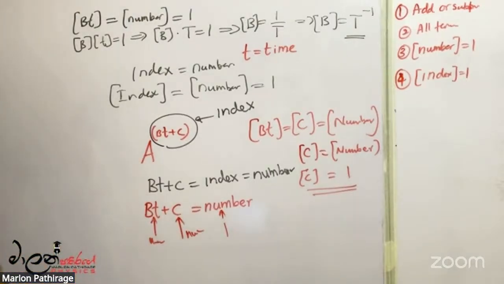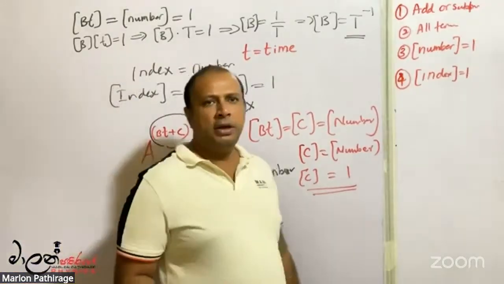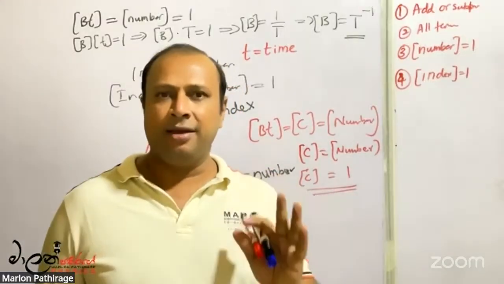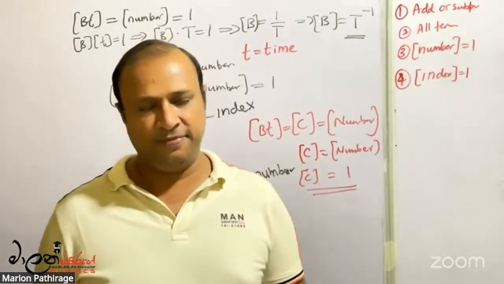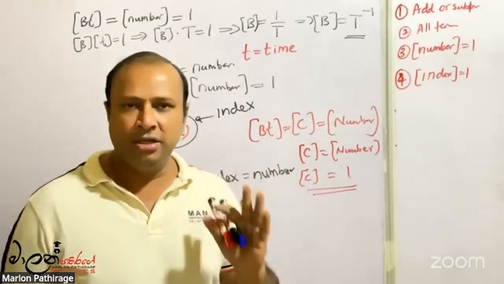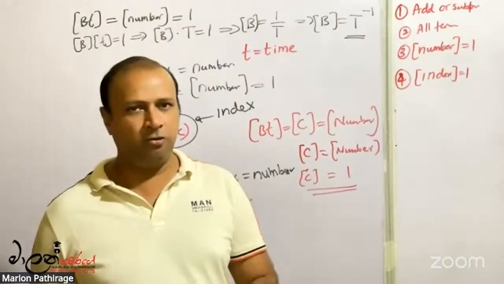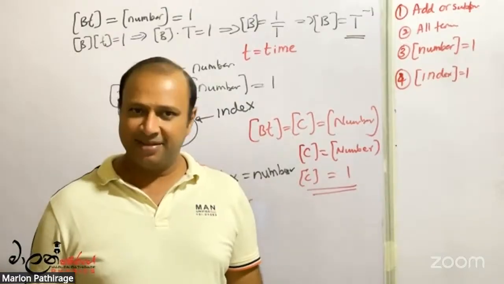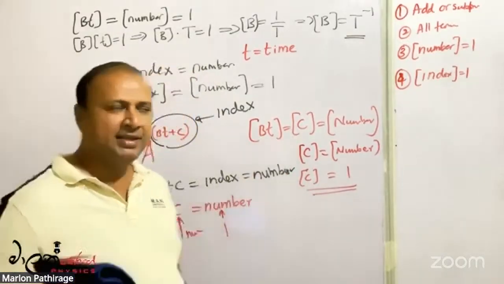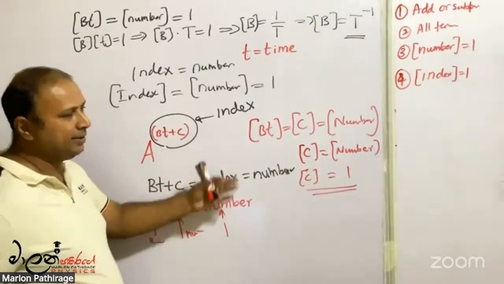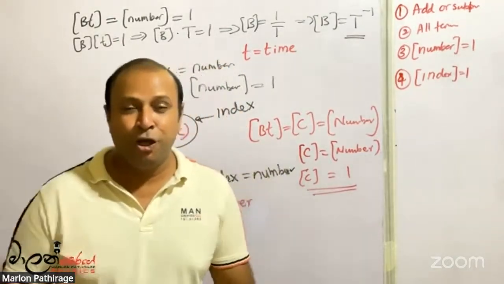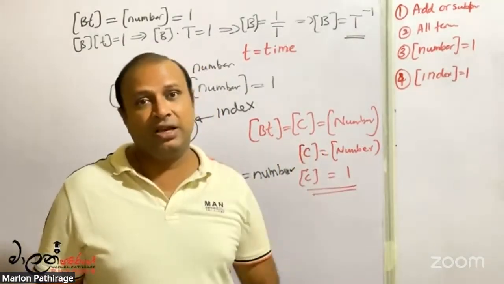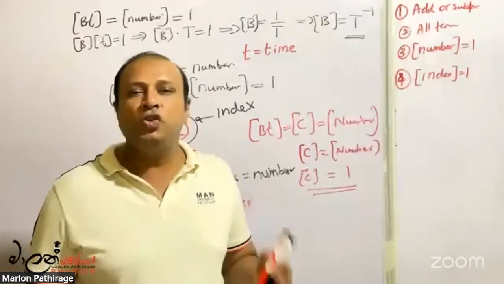Right. Now we have done the 4 rules. Now we can apply those 4 rules to the second application. The first application was determination of accuracy of an equation. And the second application is this one: you can determine the dimension of an unknown physical quantity in an equation using dimensional analysis.